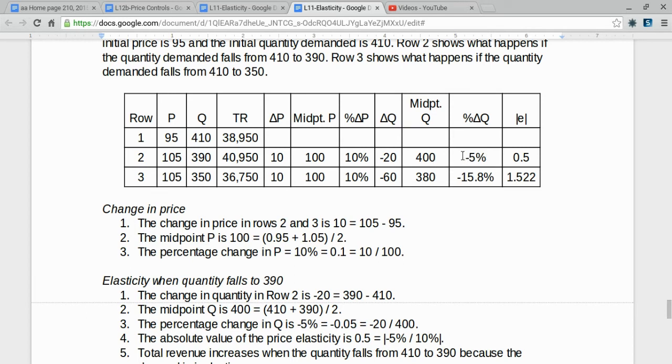And if we take the ratio of the percentage change in quantity divided by the percentage change in price, and then take the absolute value, we'll get an absolute value of elasticity of 0.5. Here the absolute value of the price elasticity is 0.5, and the demand is inelastic. We see that when price goes up, total revenue rises.